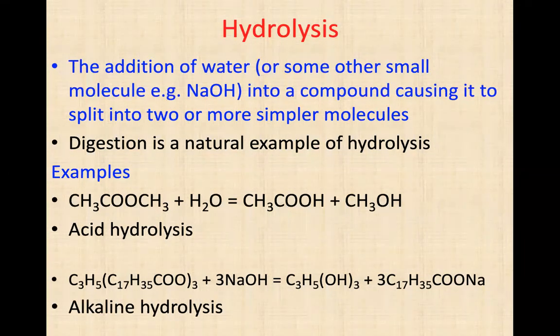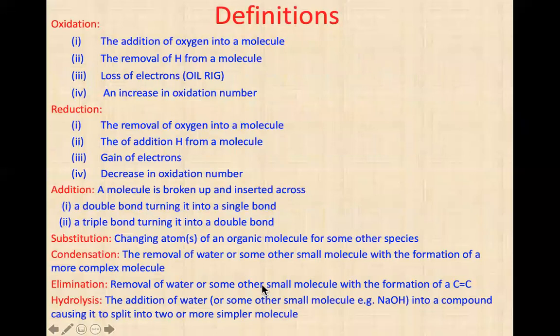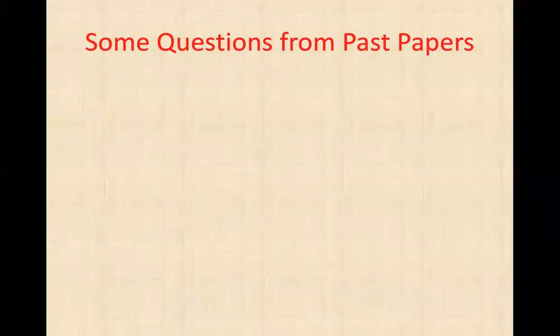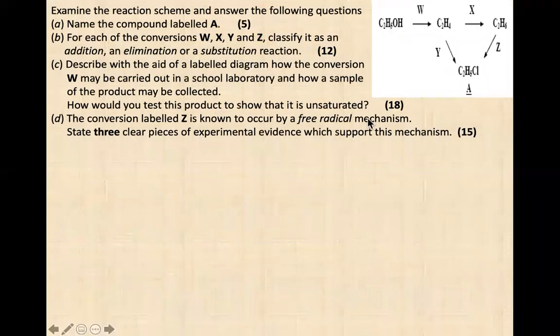So hydrolysis is splitting up, right, by putting in H and OH or some other small molecule. In this case here, it's Na and OH. Right? Now, some definitions that you need to know. And remember that definitions are very, very important in your chemistry exam, both for getting marks directly and to help you to understand questions. So learn your definitions. Right? Let's look at a few questions from past papers to see the sort of things that you're asked. Right? Examine the reaction scheme and answer the following questions.